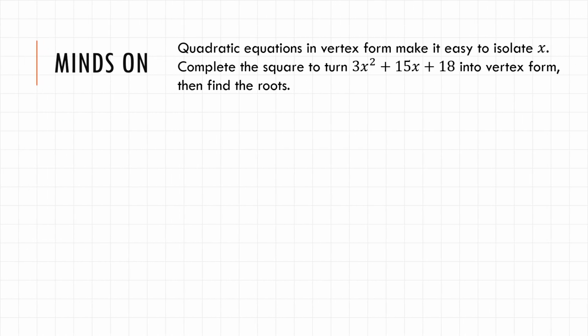To start off, quadratics in vertex form are really easy to isolate x. If we have a quadratic in vertex form, it's super easy to find that value of x. All we have to do is use that isolating strategy of the opposite operation. What we're going to do is use a strategy called completing the square to take a quadratic that is in standard form and turn it into vertex form so that we can then isolate x to find the roots.